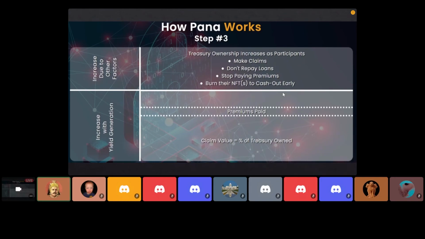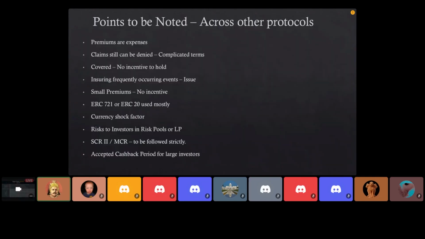Now, if you come back to this slide, you'll be able to easily compare. The first point is premiums are expenses. In all the other protocols, whatever premium you pay, you can reap the benefits only if the event happens. Otherwise, your premiums are just expenses without any rewards or benefits. But as far as Pana is concerned, you are going to have the Karsha equivalent of the payment that you make, and that is going to be an investment.